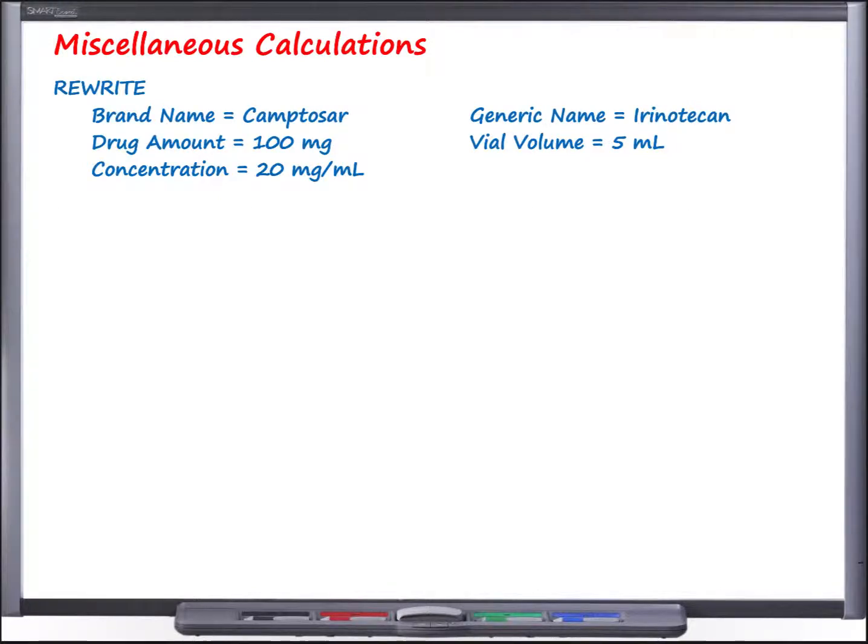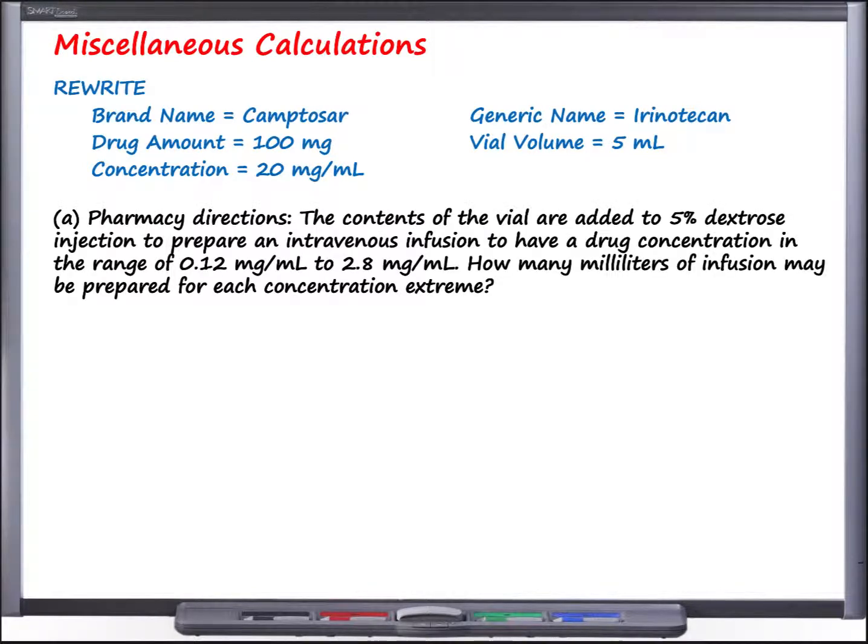So here's that information from the label, and the first question is this. We want to take the contents of this vial and add them to a 5% dextrose injection to prepare an IV fluid. Now, this final IV fluid solution has to have a concentration in the range of, on the low end, 0.12 milligrams per mL, to a different solution that would have no more than 2.8 milligrams per milliliter. So we're going to prepare two different concentrations of this drug.